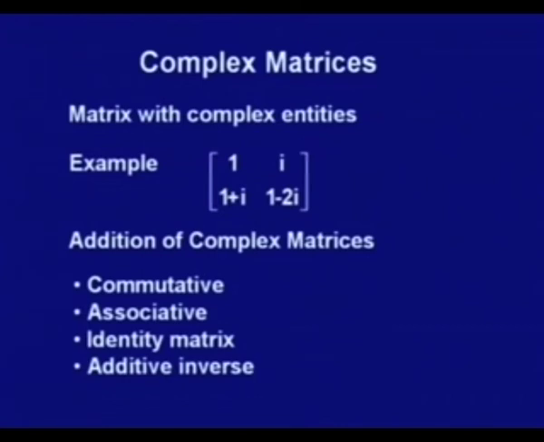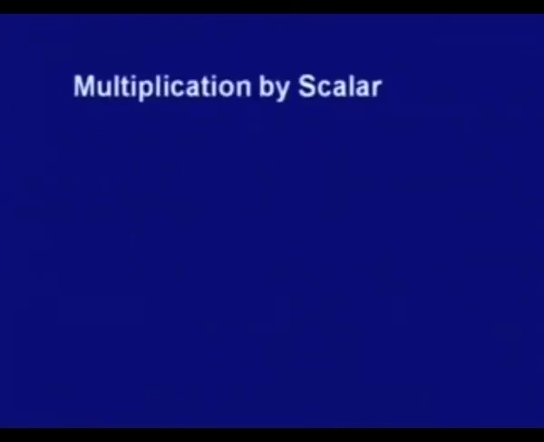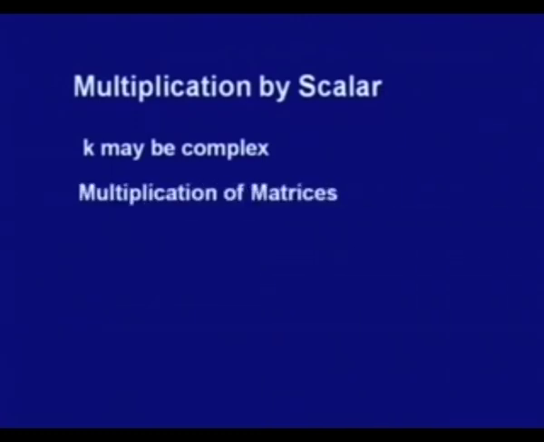Now, when it comes to multiplication by a scalar k, the scalar k may be complex or it may be real, and when we multiply k by a complex matrix, the result will be a complex matrix, whether k is real or not. And when it comes to multiplication of matrices, again it is row multiplied by column as usual, and the multiplication of two matrices will again be complex.